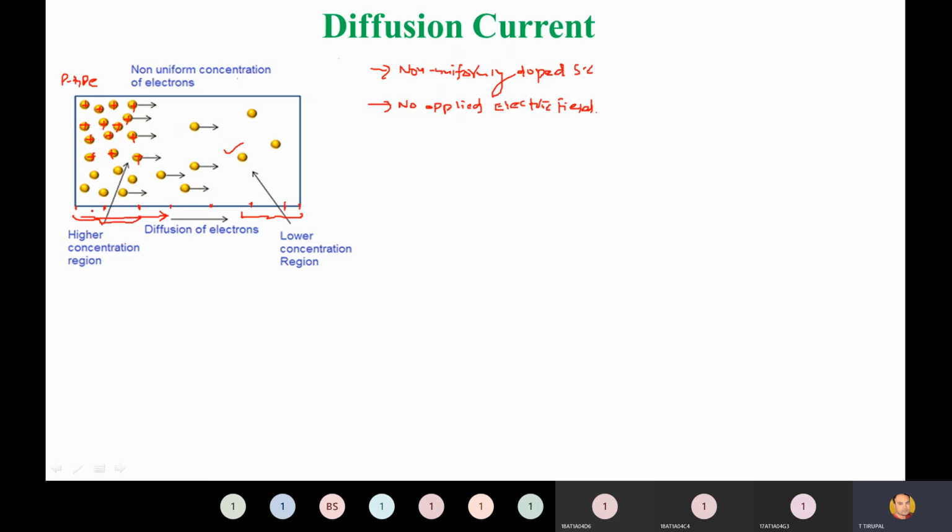And here this is the higher concentration region, and here the lower concentration region, and this is a non-uniformly doped semiconductor. Likewise, diffusion current is generated.